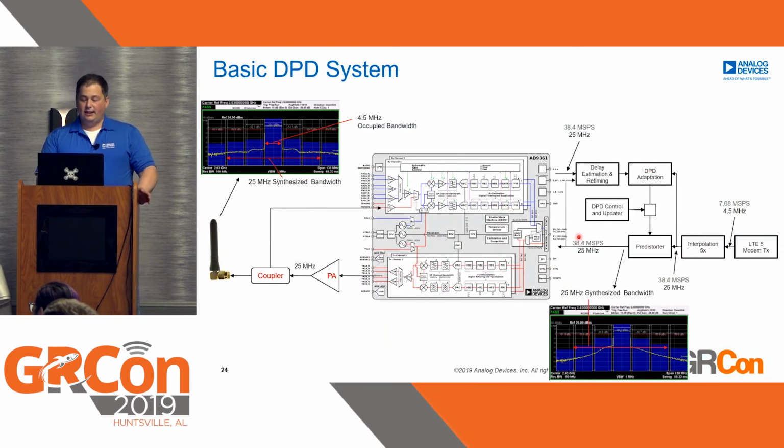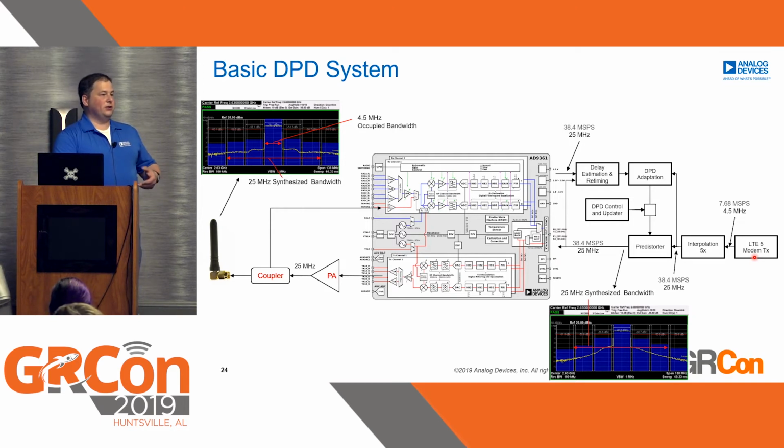So a basic DPD system will complicate this more, where we have an LTE 4.5 or LTE 5 signal. So it's 4.5 megahertz of occupied bandwidth, where the sample rate is 7.68. It has an interpolation filter of 5x, so that it actually goes up to 25 megahertz. And that 25 megahertz is the synthesized bandwidth here. And then the algorithm inside actually runs at this 25 megahertz or at 38 megasamples a second, even though we're really only transmitting 4.5 megahertz.